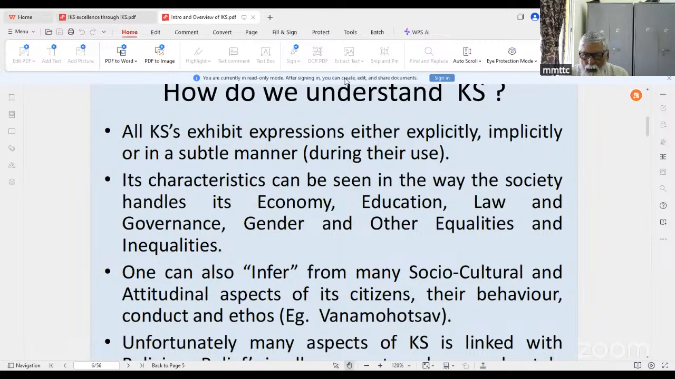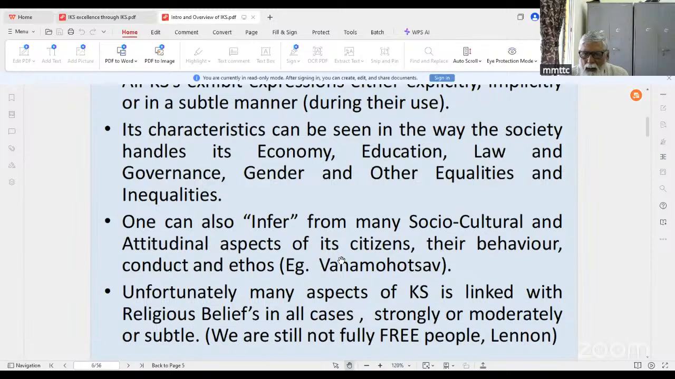One can also infer from many socio-cultural and attitudinal aspects of its citizens their behavior, conduct, and ethos. For example, we have a festival called Vana Mahotsav where we celebrate trees and the growth of trees. This is the only culture where the growth of trees is worshipped, right? We will see why these things happen.